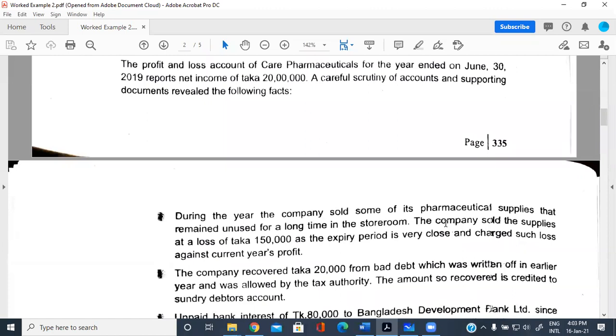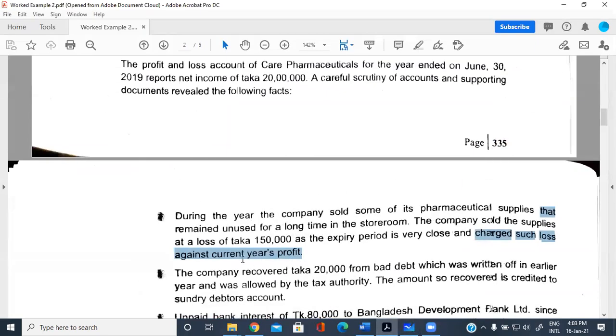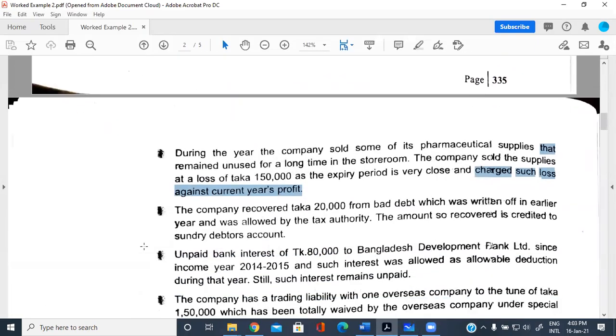Admissibility should be there, obviously. So what has the company done? The company has already charged such loss against the current year's profit. So what should we say? Profit has already been adjusted for this loss, so should we make any further adjustment? No, sir. We should not do anything more, right? Okay. Next one.